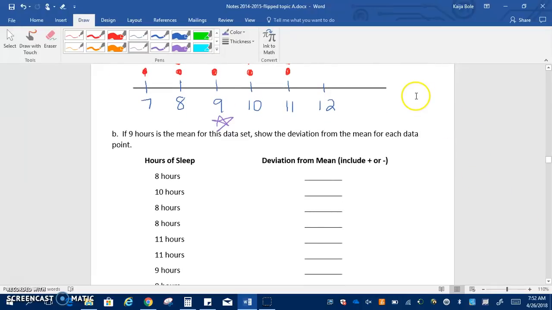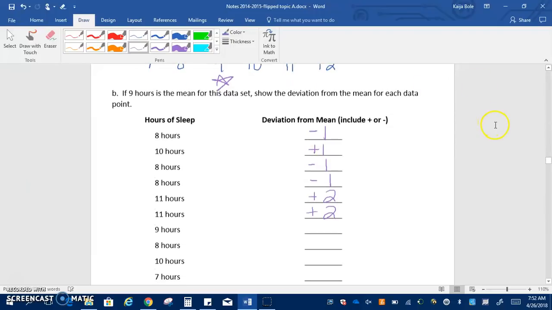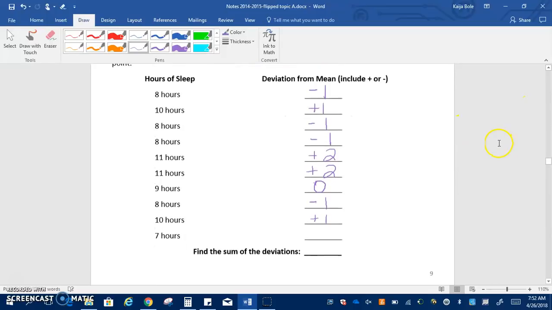So if 9 is our mean, 8 is 1 spot over, so to the left, so this would be a -1. 10 is 1 spot to the right, this would be a +1. 8 hours would be a -1. We've got another -1 here. 11 is 2 to the right, so it would be a +2. Got another +2. 9 hours would just be a 0 because it's on the mean. 8 is -1. 10 would be a +1. And then 7 would be a -2.